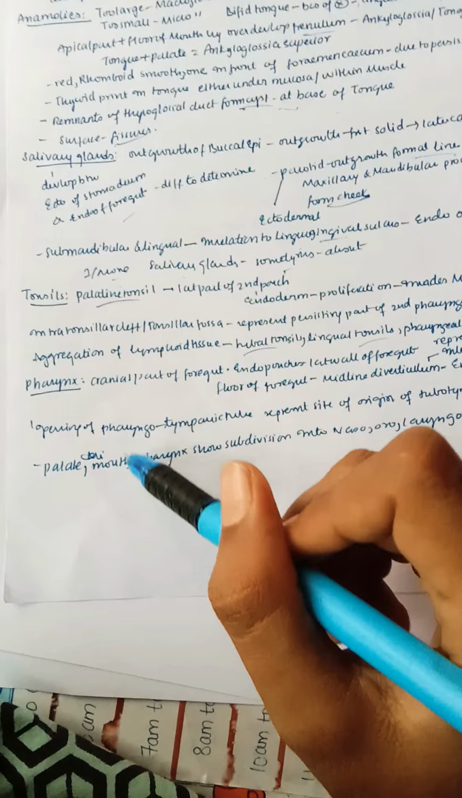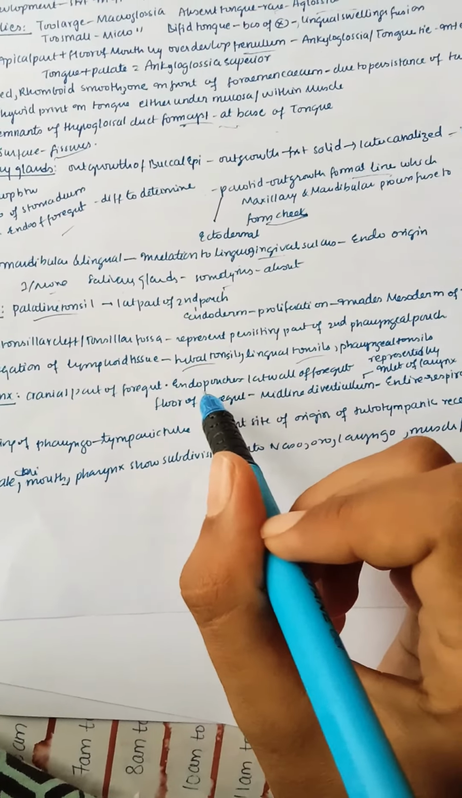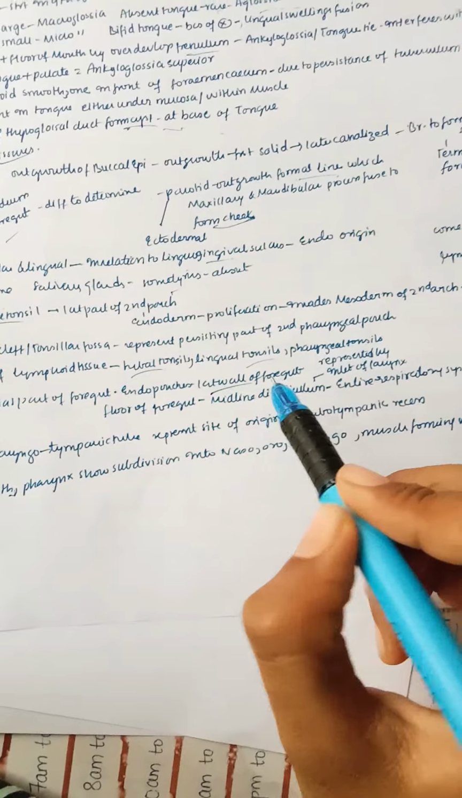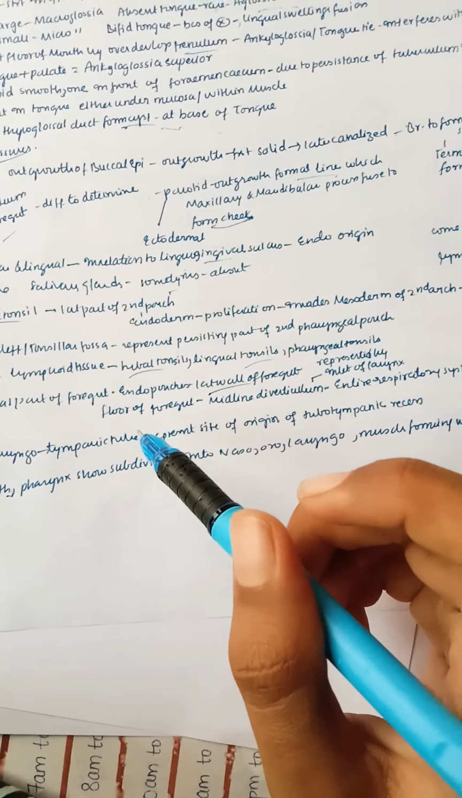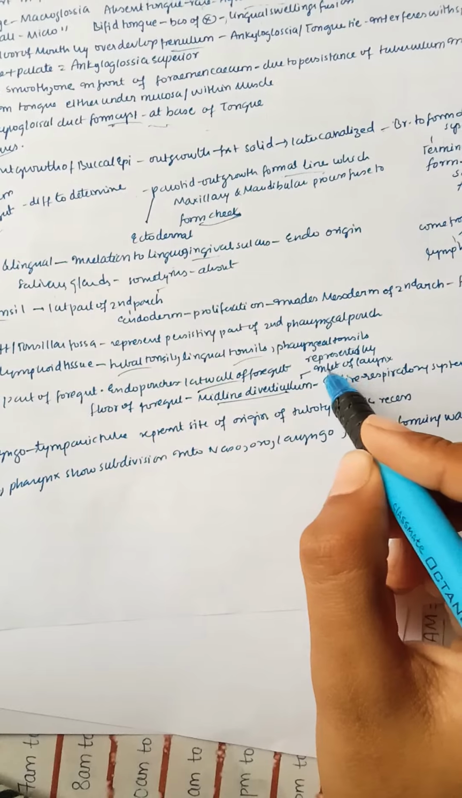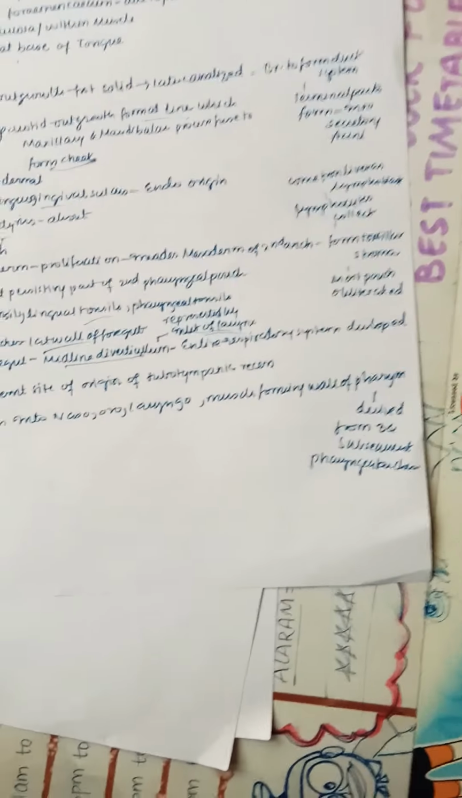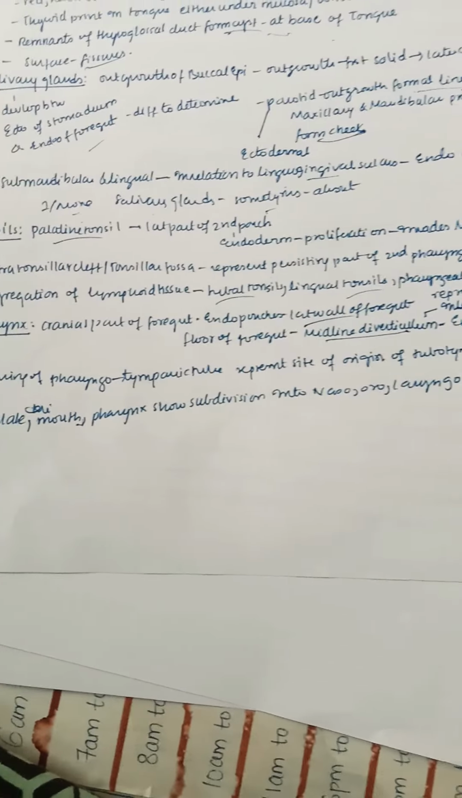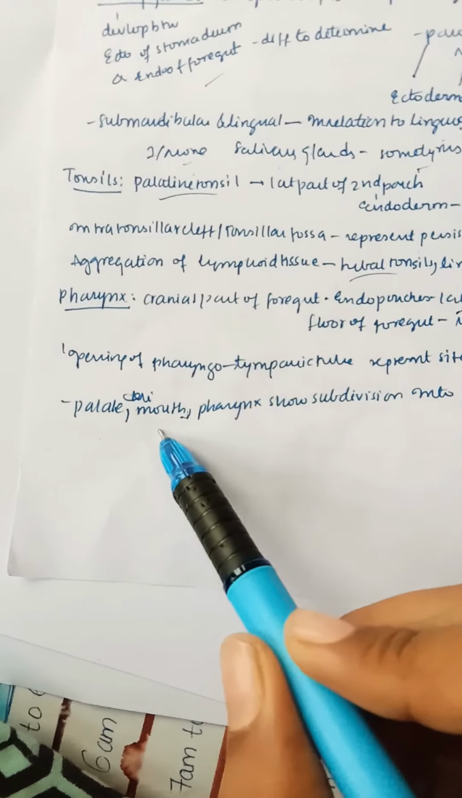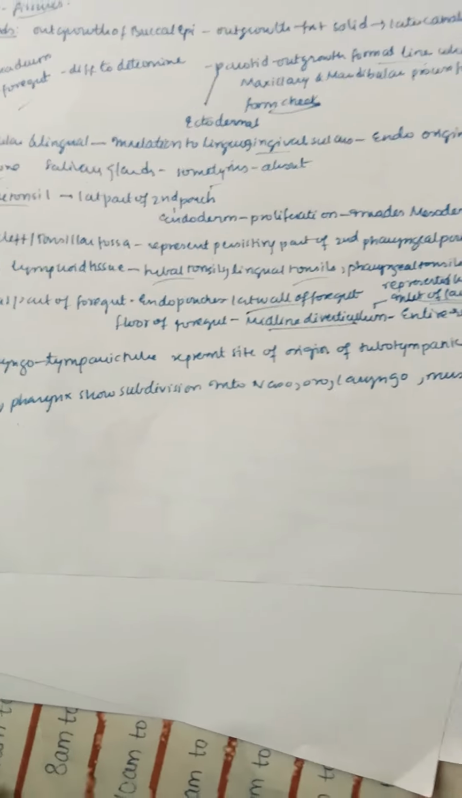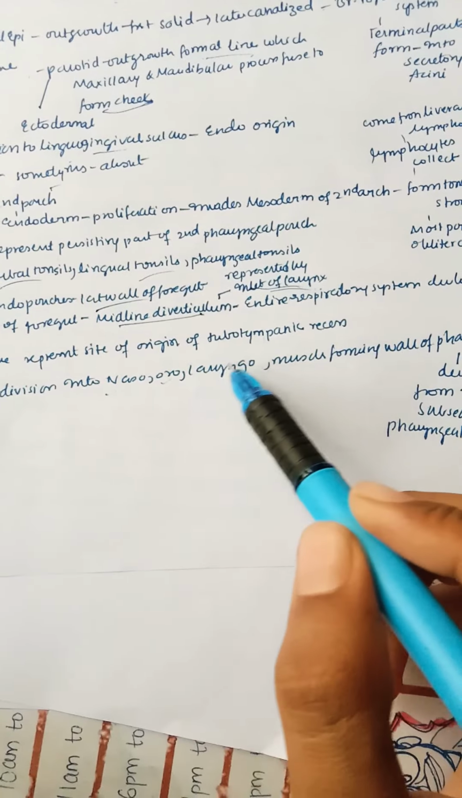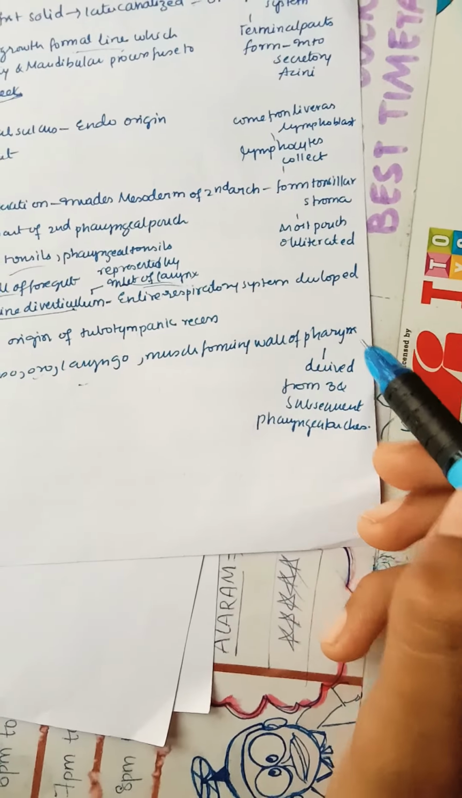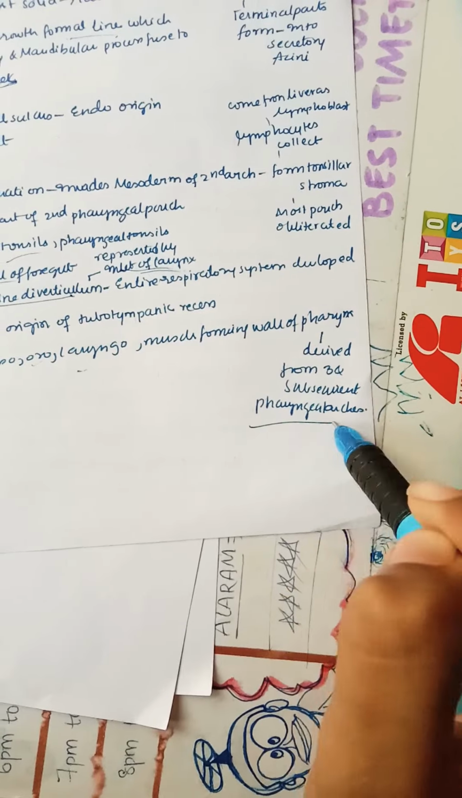Next, coming to the pharynx. The pharynx is the cranial part of the foregut. It also has endodermal pouches in the lateral wall of the foregut, and the floor of the foregut has a midline diverticulum, which is represented by the inlet of the larynx, and the entire respiratory system is developed from this midline diverticulum. The opening of the pharyngotympanic tube represents the site of origin of the tubotympanic recess, and the palate, mouth and pharynx show subdivision into nasopharynx, oropharynx, laryngopharynx, and the muscles forming the wall of the pharynx are mainly derived from the third and subsequent pharyngeal arches.